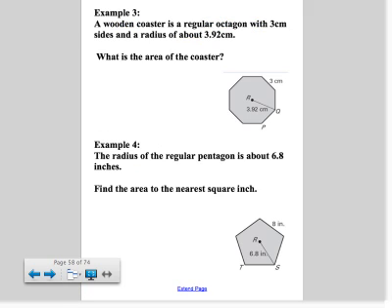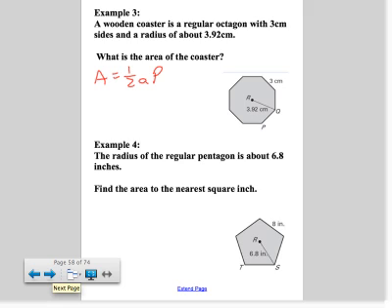It says a wooden coaster is a regular octagon with 3 centimeter sides and a radius of about 3.92 centimeters. What is the area of the coaster? So again, identify your shape. It's not any of our special shapes. It's not a parallelogram. It's not a trapezoid. So it's a regular polygon, so I have to use 1/2 little a capital P.